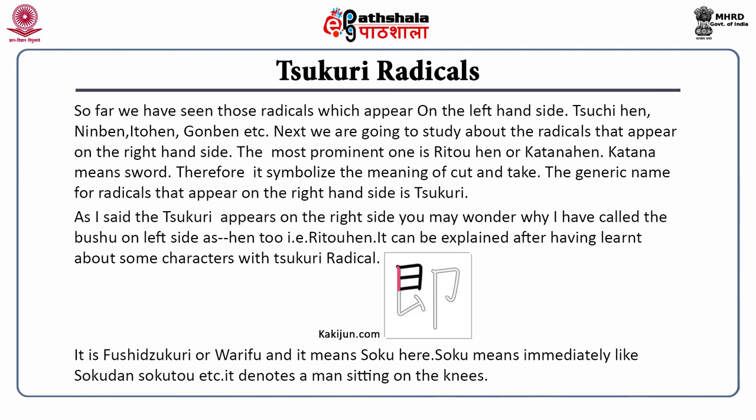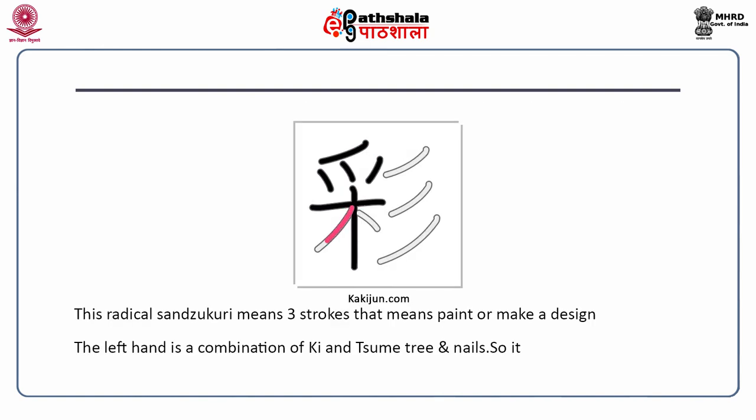This radical is fushizukuri, or warifu, and it means soku here. Soku means immediately, like sokudan, sokuto, etc. As a radical, it looks like a man sitting on his knees. The radical sanzukuri has the meaning of three strokes, which means painting something or making a design. The part on the left hand side is a combination of ki and tsume, tree and nails, so it refers to the nails, the fork of a plant. Like this, sanzukuri denotes the sprouting plant.